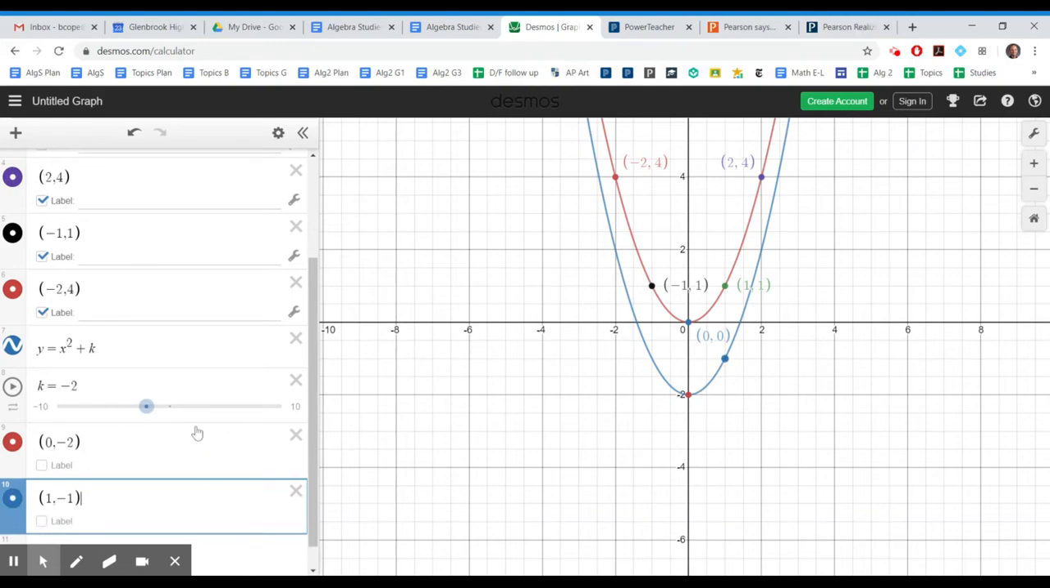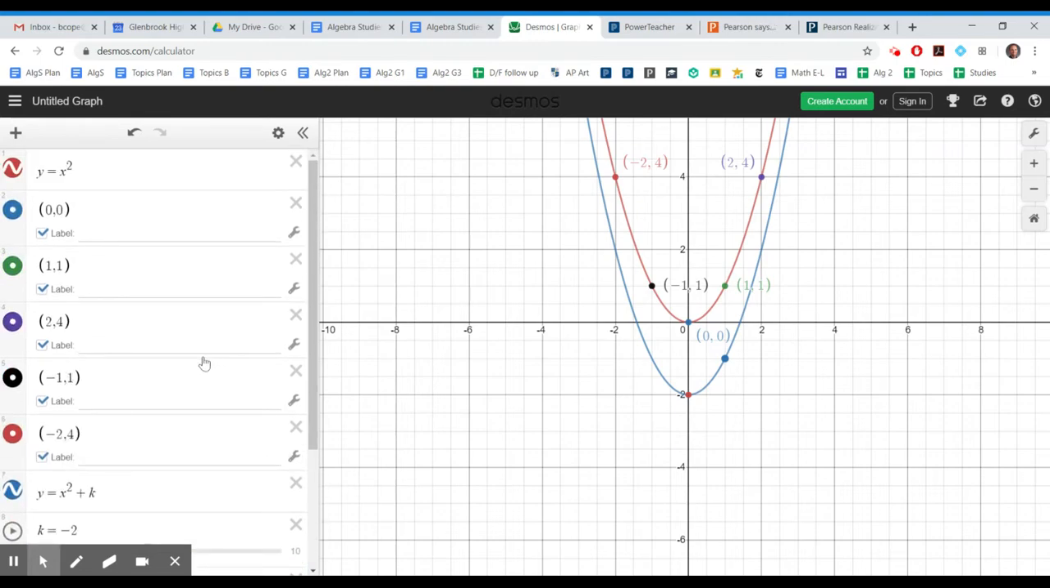So the way we get a parabola to move up or down on the graph is to either add or subtract a quantity at the very end of the function. Okay, that's how we move up or down.